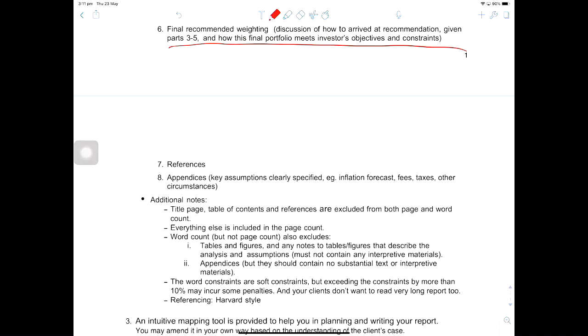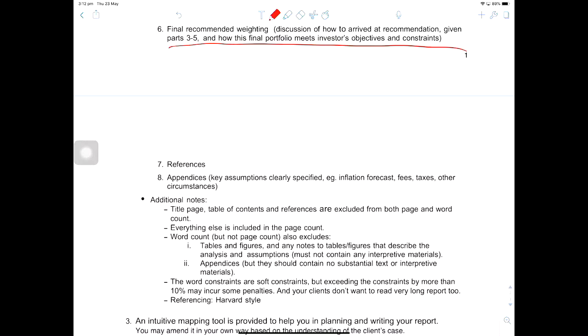Lastly, if you have something that will help the client to understand your report, but it is not closely related to the discussion or not related to the asset allocation in your report, you might include this in the appendix. So the appendix might include a general description of all of the asset classes within your consideration.